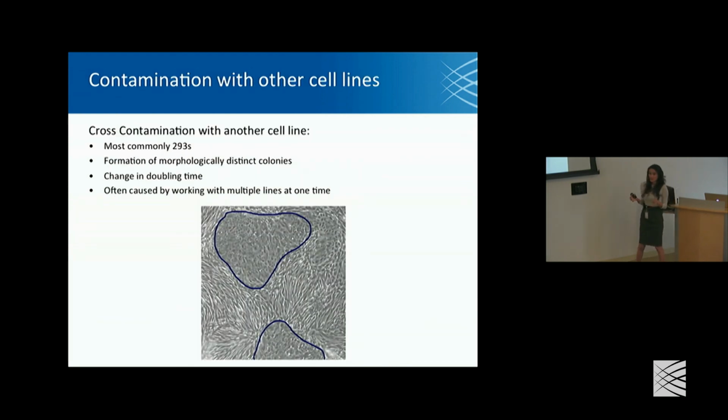Another kind of contamination is contamination with other cell lines. These are most commonly with 293s, and you can see formations of morphologically distinct colonies and changes in doubling time. This is usually caused by working with multiple cell lines at once.